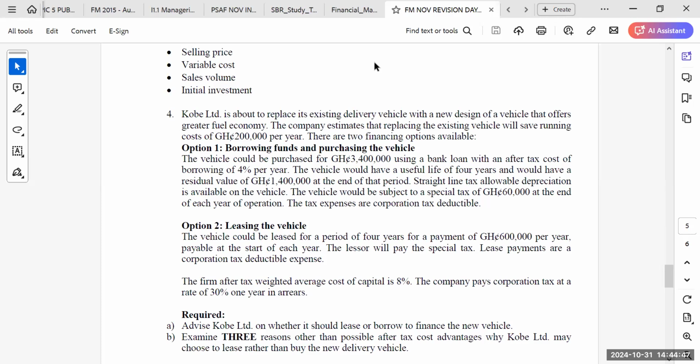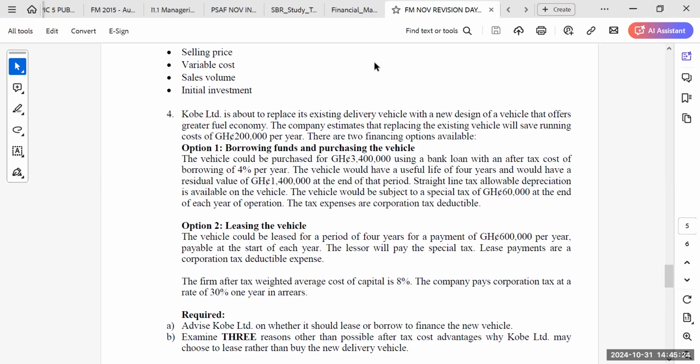Option 2, leasing the vehicle. The vehicle could be leased for a period of 4 years for a payment of 600,000 per year, payable at the start of each year. We are paying in advance. The lessor will pay the special tax, so there's no special tax on this one. Lease payments are corporation tax deductible expense. The firm's after-tax weighted average cost of capital is 8%. The company pays corporation tax at a rate of 30%, 1 year in arrears.